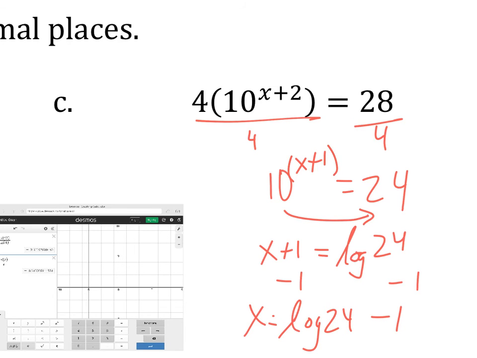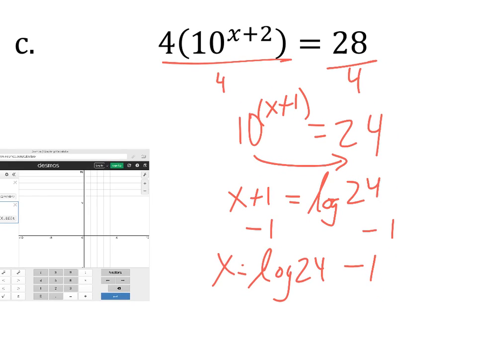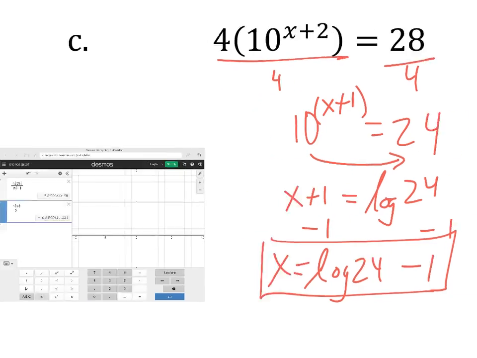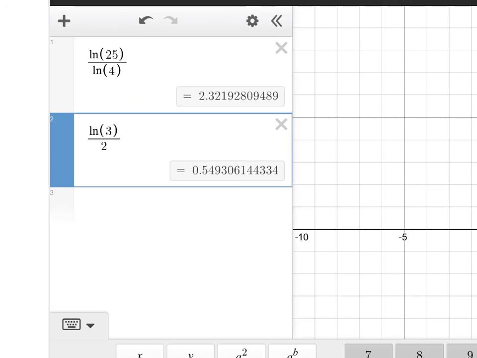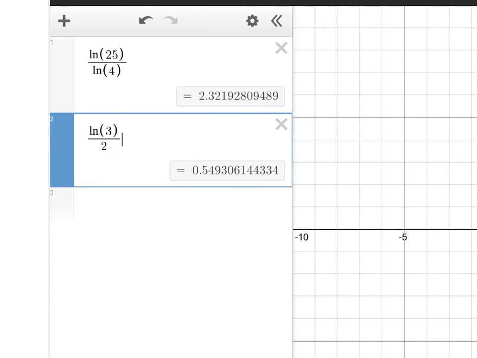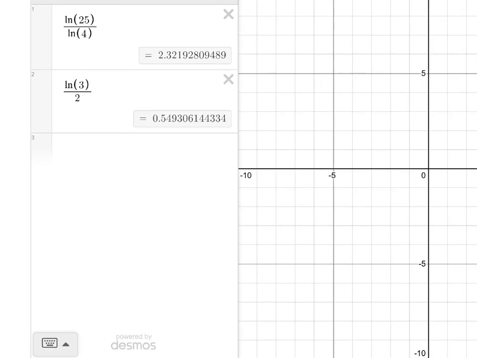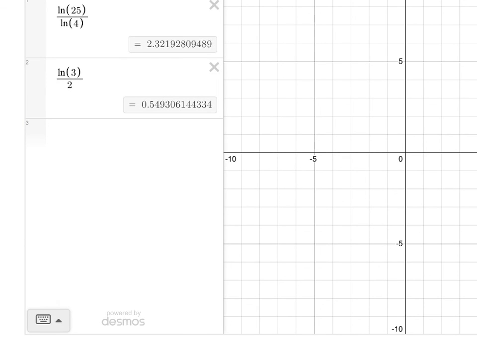By the way, if it's written this way, notice there's no parentheses over here. Well, only the thing that's attached to it is in the logarithm. This is outside. Okay, if you want to put parentheses around here, you can. There's the exact answer. And if we wanted to get a decimal, we can go to our calculator. It's just log of, what do we say? Log of 24 minus 1, all right? So log of 24 minus 1.